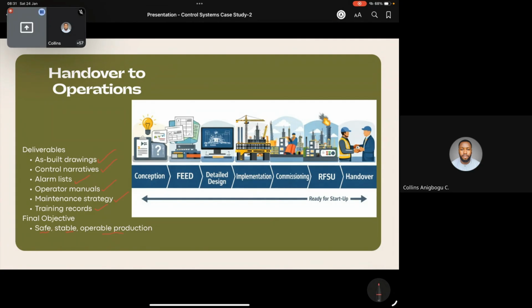So you can see how the project evolved from conception, from something that exists in your head down to a process. You know, from a concept in your head down to an actual operable production system. So going from that conception to FEED to detailed design to implementation to commissioning to RFSU and then to handover, right?